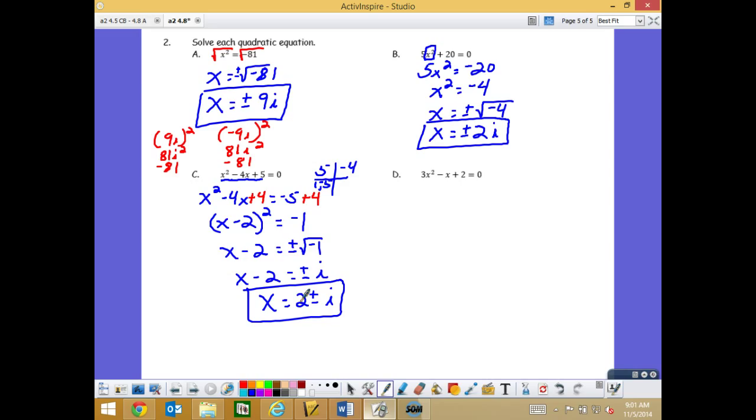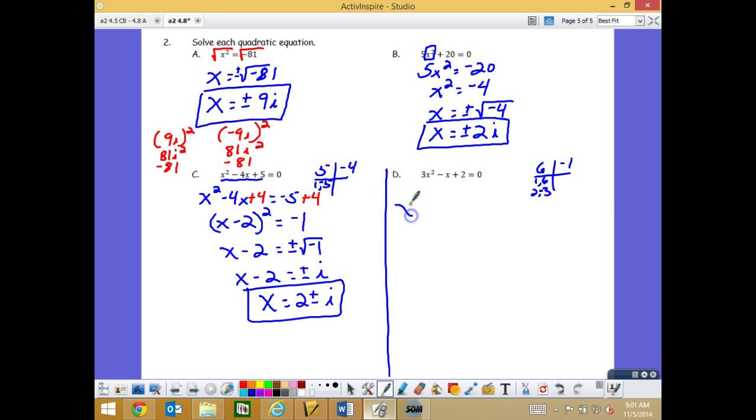Now, the last one, factors of 6 that add up to negative 1. Well, we've got 1 and 6 and 2 and 3. Again, we could take the 2 and the negative 3. However, 2 times negative 3 is not positive 6. It's negative 6. So therefore, we cannot factor this one. And since a isn't 1, I'm not going to mess with completing the square. I'm going to jump right to the quadratic formula.